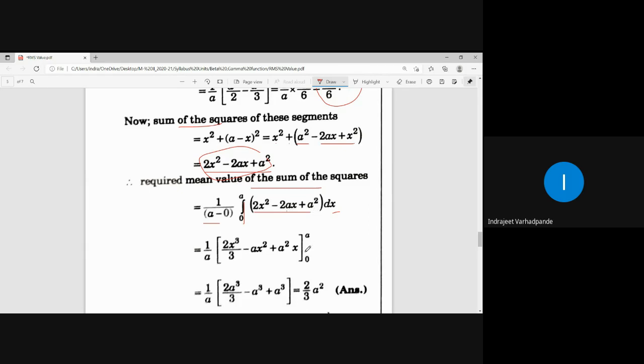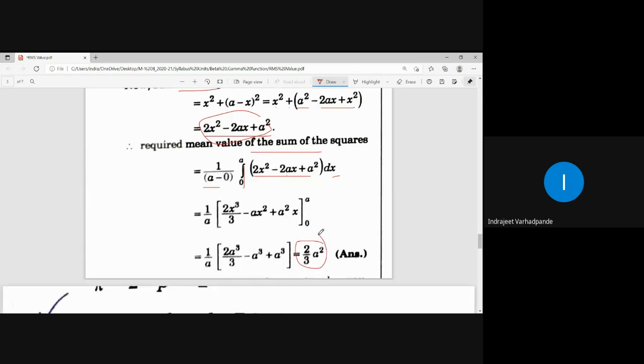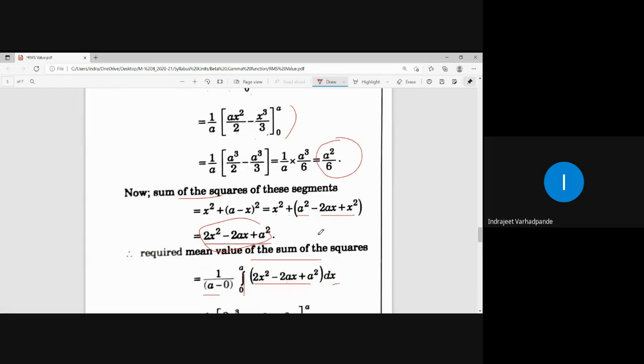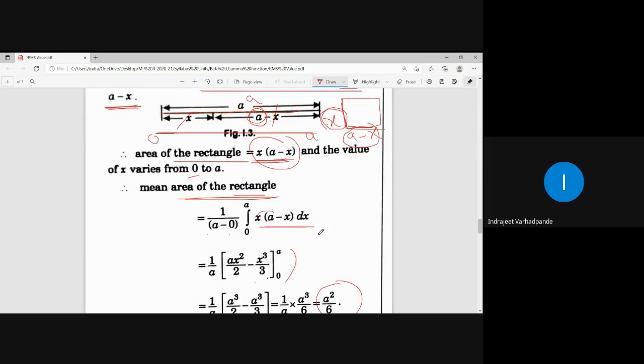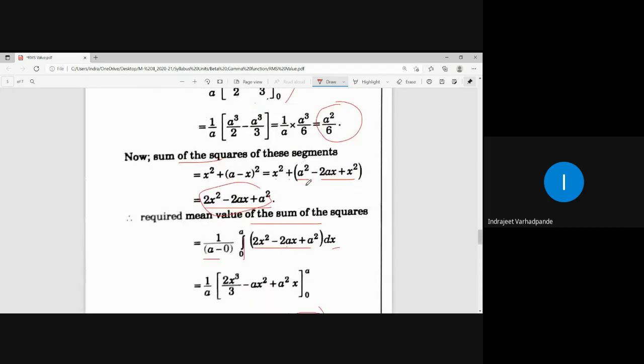A square into x, put the limit. You get the answer as 2 by 3 a square. So in this case, we try to find out the mean value for the same problem, but keeping in mind the two different functions. One function which is generated is the area of the rectangle. The other function which is generated is the sum of the squares of these segments. Take individual squares of these two parts of a segment, add them together. That will give you the sum of the squares of these two segments.